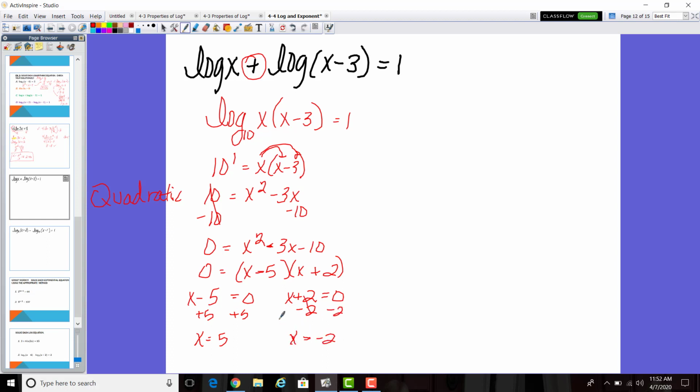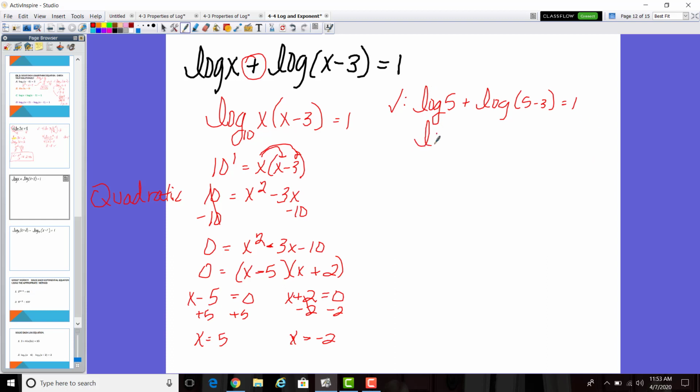Now, if there's 2 possible solutions for x, you have to check both of them. Okay, so I'm going to check them in my original equation. So I'm first going to check 5 just because that's what I found first. So the common log of 5 plus the common log of 5 minus 3, that expression has to equal 1.